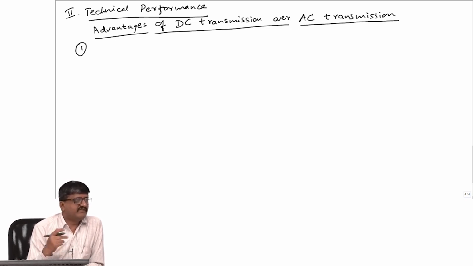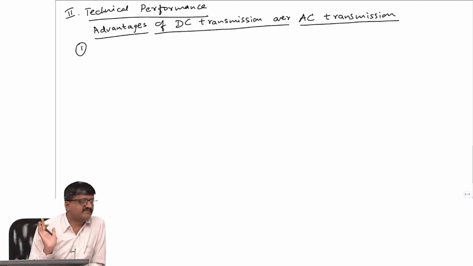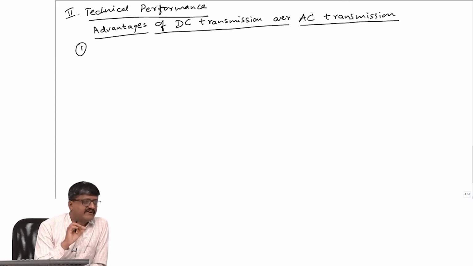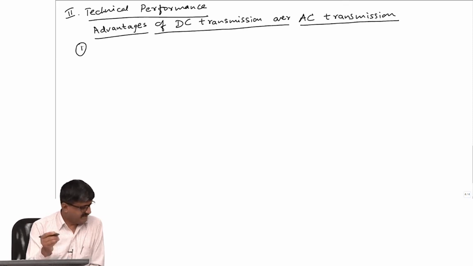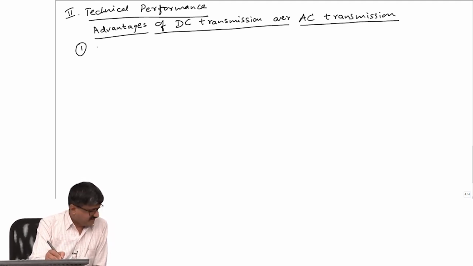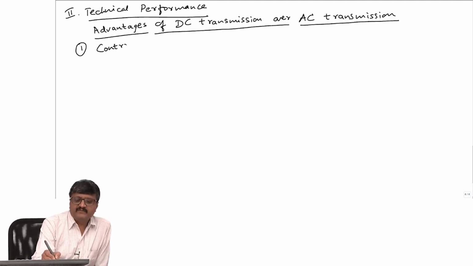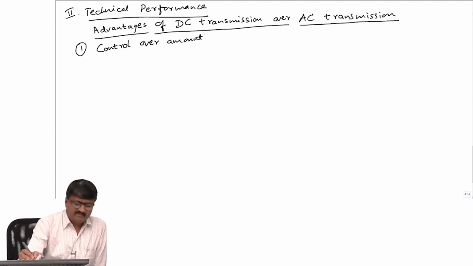In AC, the amount of power flow, or for that matter the amount of current flow, is decided by Kirchhoff's law. In a conventional system there is no control. There is a mesh network, and the amount of power and current that flows in a particular transmission line is decided by Kirchhoff's law. That's all. The utility does not have any control over the amount of power flowing in a particular transmission line. So the major advantage is there is control over the amount of power transmitted.